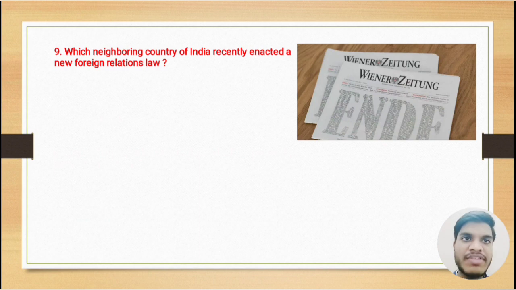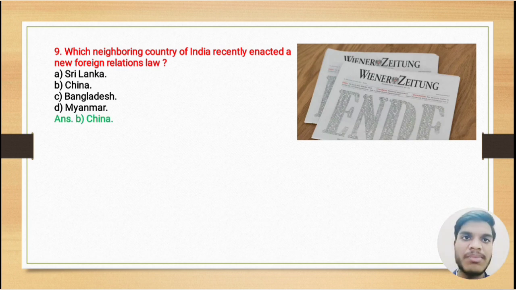Ninth one, which neighboring country of India recently enacted a new foreign relations law? Option A, Sri Lanka. Option B, China. Option C, Bangladesh. Option D, Myanmar. The answer is option C, China.